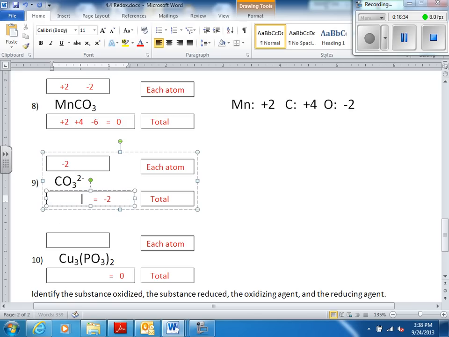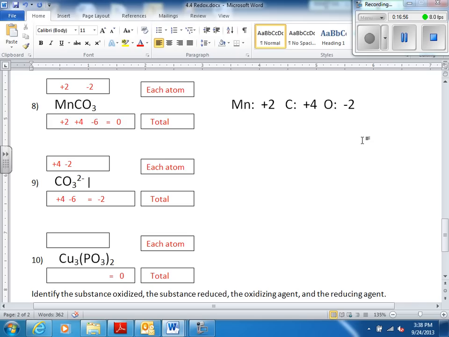The total on the oxygens will be -2 times 3 oxygens, which is -6. And this whole thing must add up to -2, therefore the carbons must be +4. How many carbons do I have? Only 1. Therefore each carbon is +4. There you have it. Now write them out. And last but not least, number 10.